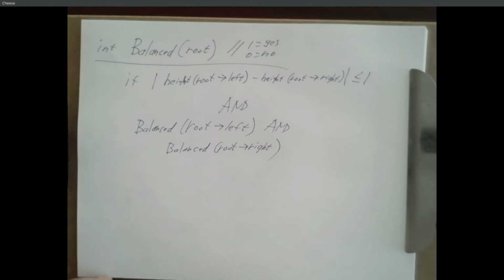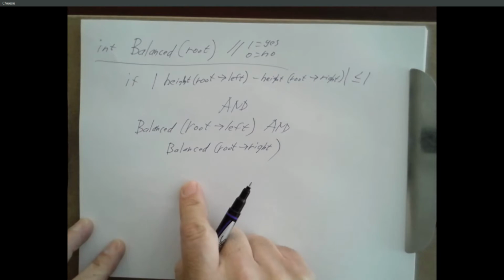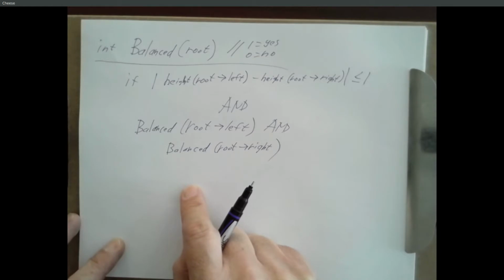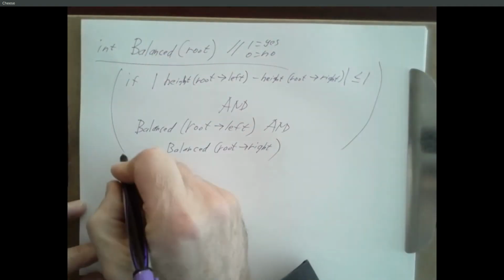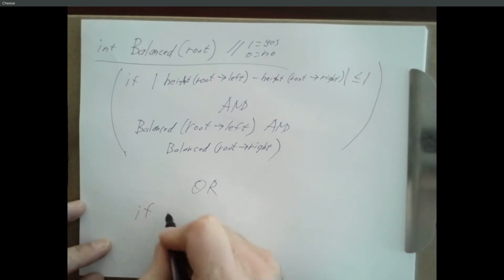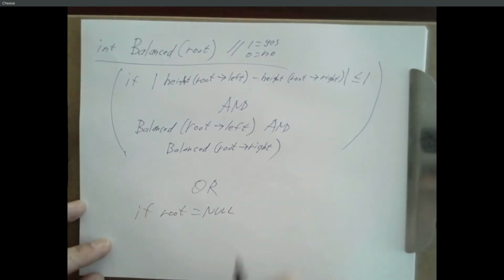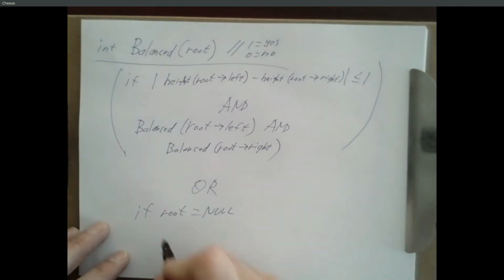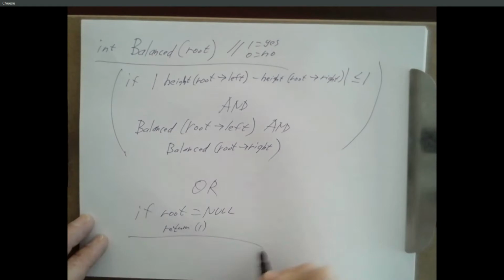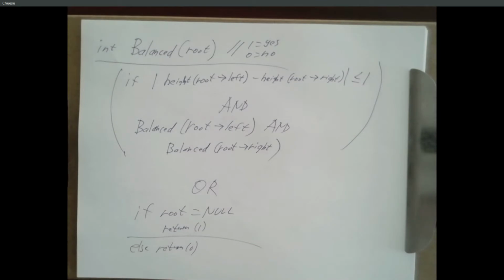And so the definition is recursive, so our balanced function is going to have to call balanced on subtrees. And what's our usual edge case that we haven't dealt with yet? When it's null. So if the root is null, or if all of this stuff is true, return 1. Otherwise, it's not balanced. So our whole balance function can be one return statement.